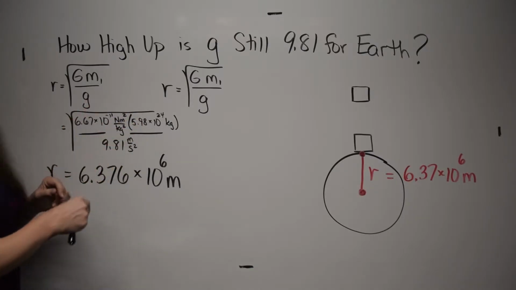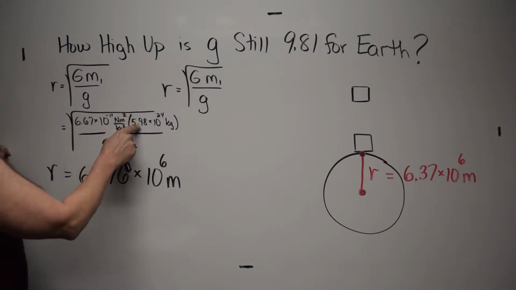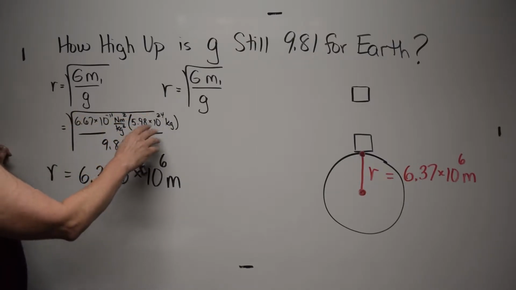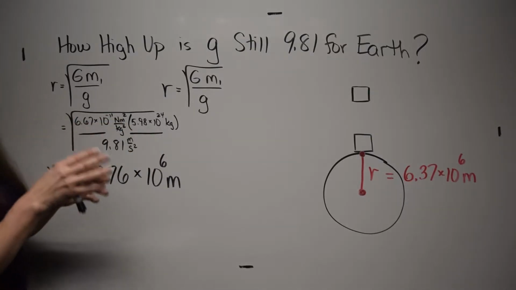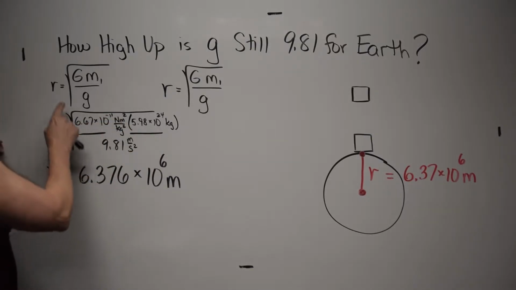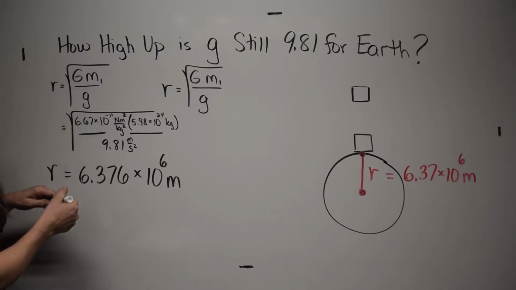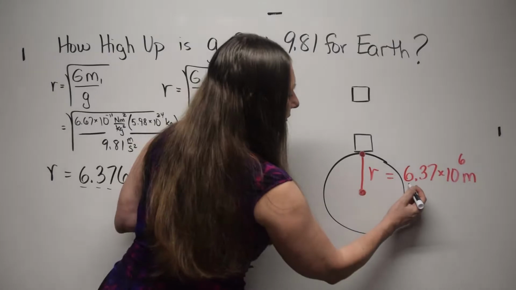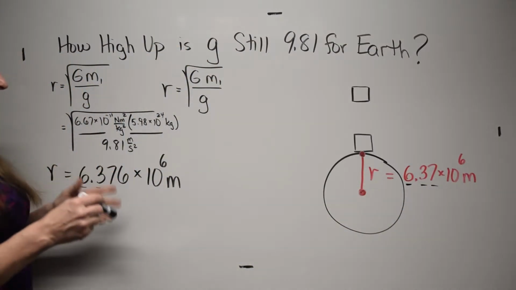All right, and if you do all this math, multiply 6.67 times 10 to the negative 11 times 5.98 times 10 to the 24th, hit equals, divide by 9.81, hit equals again. Now take the square root of all that. You're going to get 6.376 times 10 to the 6th, to three significant figures, 1, 2, 3, this is what we find on the front of the reference table, 6.37 times 10 to the 6th meters.